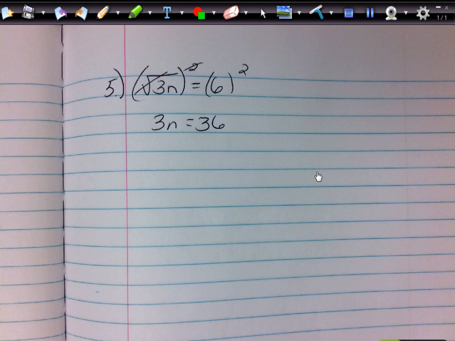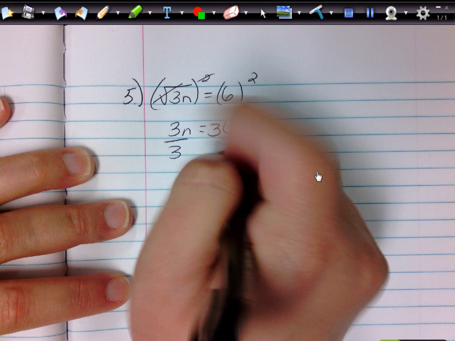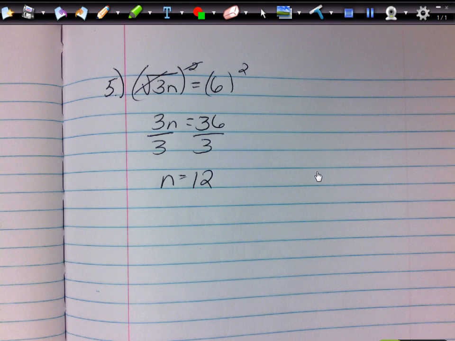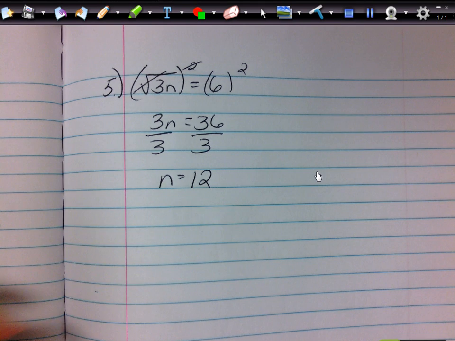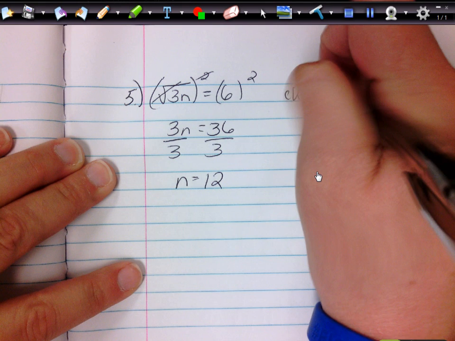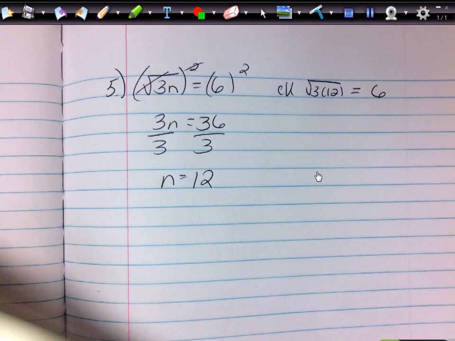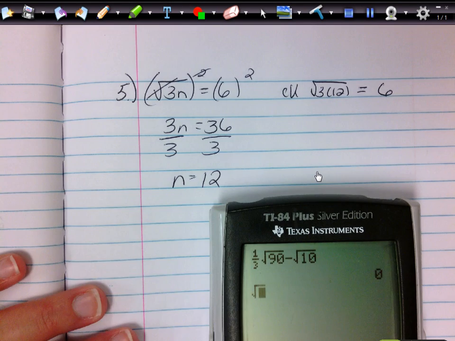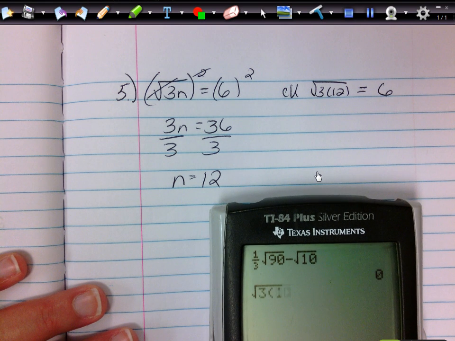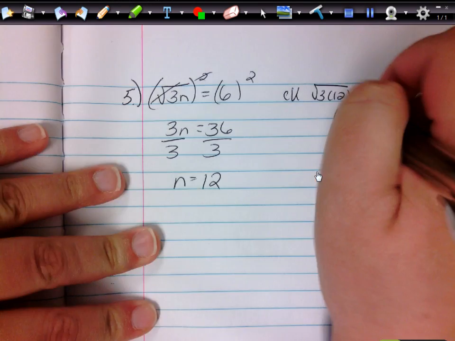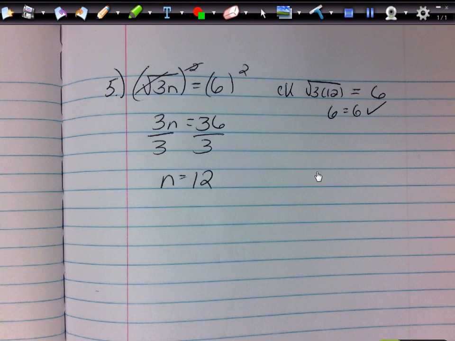And now I just have to finish solving. I'm going to divide both sides by 3, and n equals 12. Okay. I can come over here and check and say the square root of 3 times 12 equals 6. And if I put that into my calculator, I say square root 3 parentheses 12. I'll make it look just the way it looks there, and I hit enter, and I get 6. So it is 6 equals 6. And that checks out. Make sure you have everything written down for number 5 before you move on.